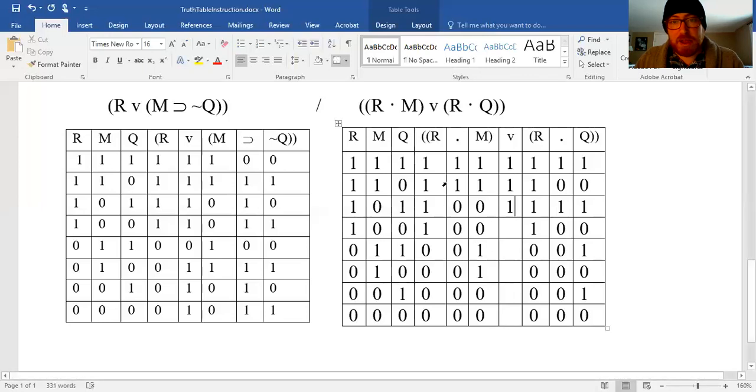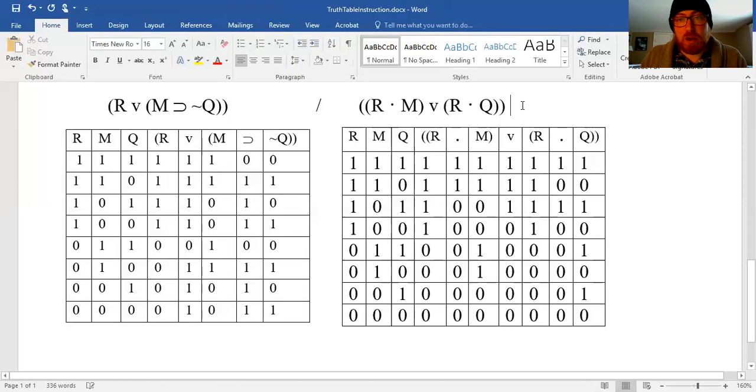And then on every other line, R and M and R and Q are both false. So on lines 4, 5, 6, 7, and 8, this wedge is going to be false, since it's true on line 3. Okay, now, and then when I compare the two formulas, I notice that they're both false on line 5. There's 3 lines where they're both true, lines 1, 2, and 3. So they're not opposite each other. They're not equivalent to each other, but there's at least one line in the table where they are both true.